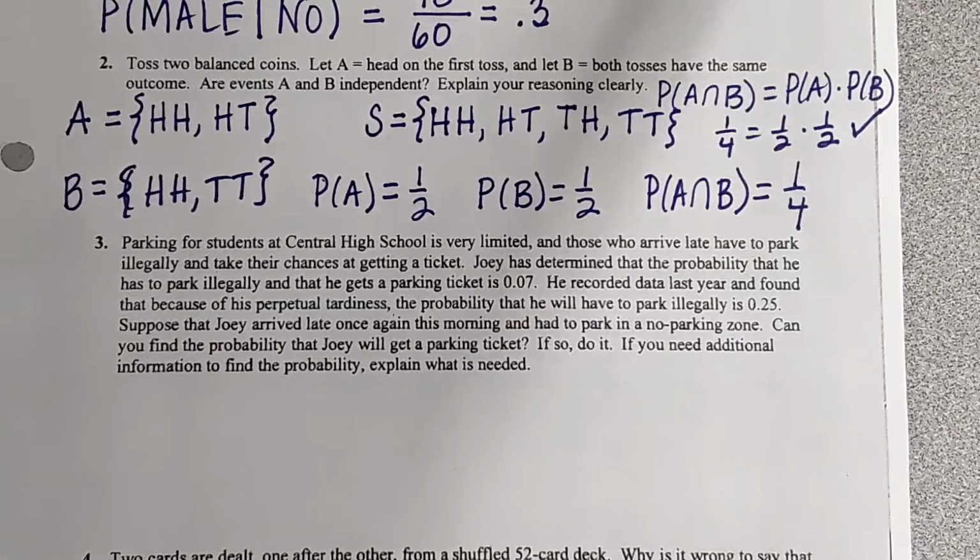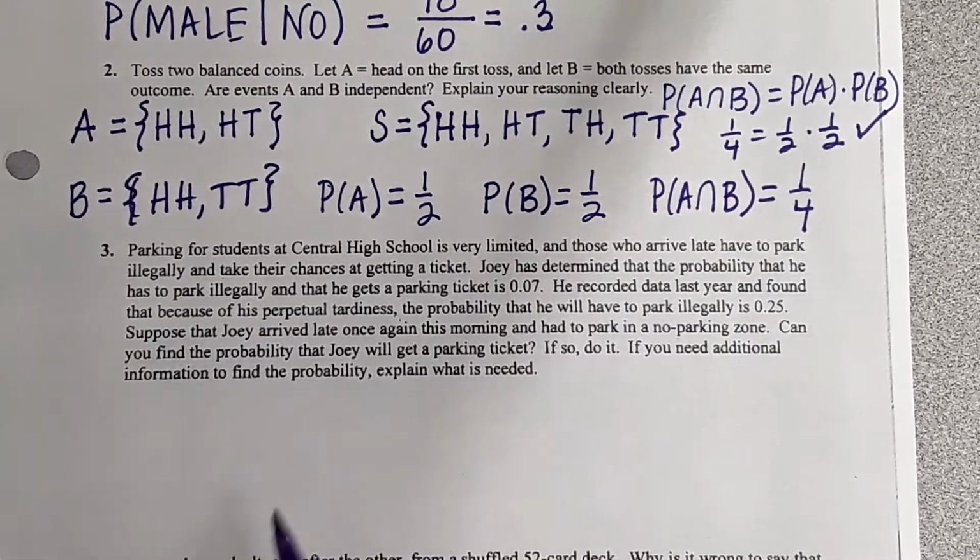Here's this next one. Parking for students at Central High School is very limited, and those who arrive late have to park illegally and take their chances at getting a ticket. So they park illegally and they're taking their chances to get a ticket. Joey has determined that the probability that he has to park illegally and that he gets a parking ticket is 0.07. So he parks illegally and gets a ticket, okay?